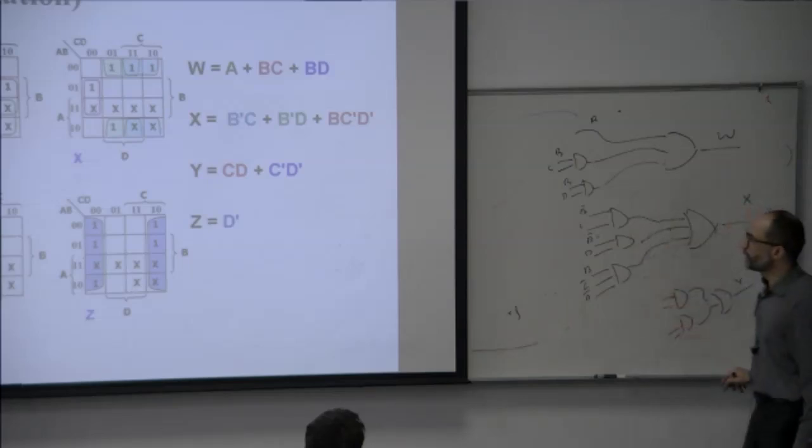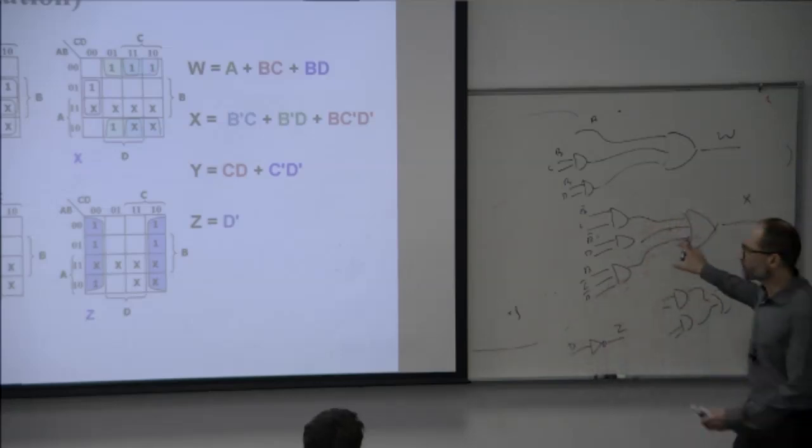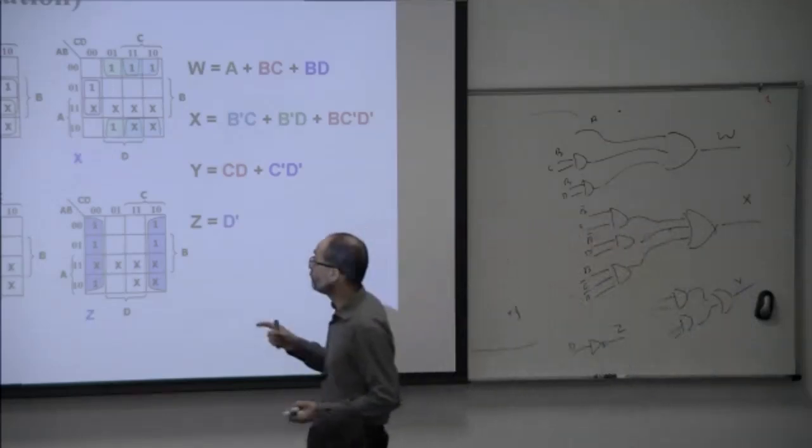Got it? And what is the circuit for Z? D and DCC. Got it? Okay, now this is the circuit. And now please look at here what we are going to do.